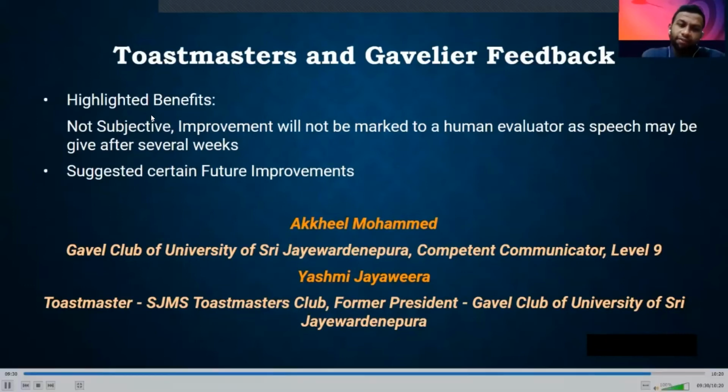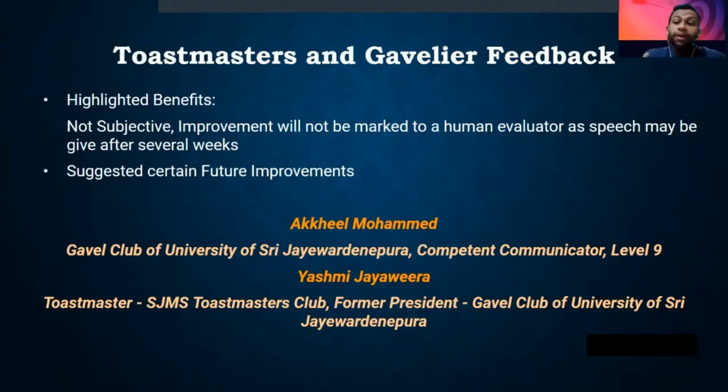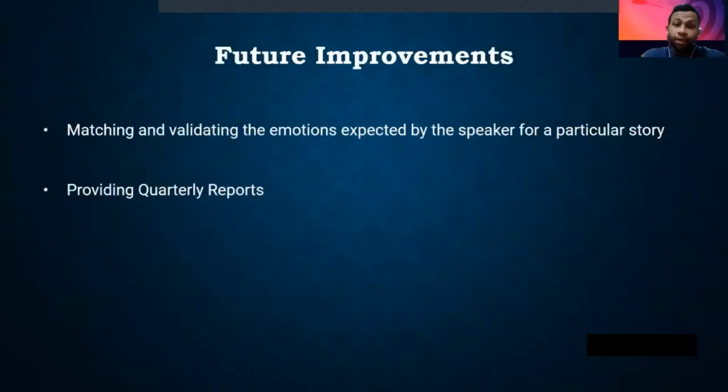Now, this feedback also suggests that this would be a commercially viable product because it really solves a problem that people have. Now, some of the future improvements that they suggested were to add matching and validating the emotions expected by the speaker from a particular story. What they said was different speeches have different stories, and different stories have different emotions. So getting the emotion that the user expects and seeing, is this actually the emotion that we see, will be a very big learning point for a speaker.